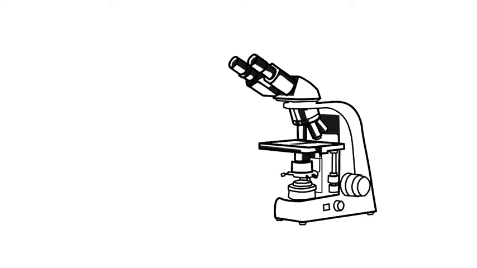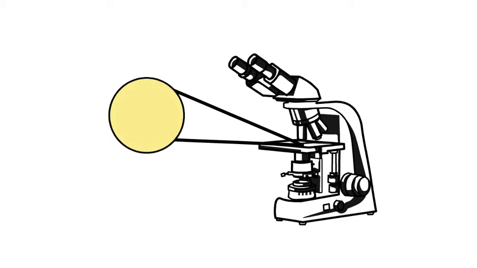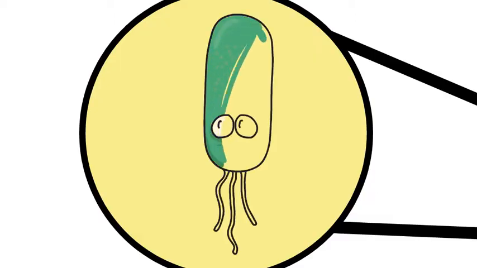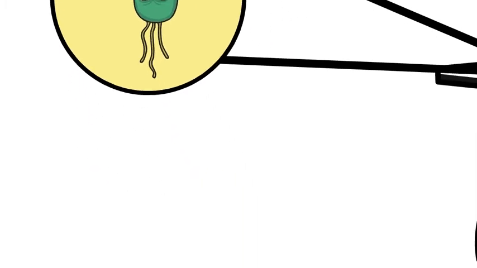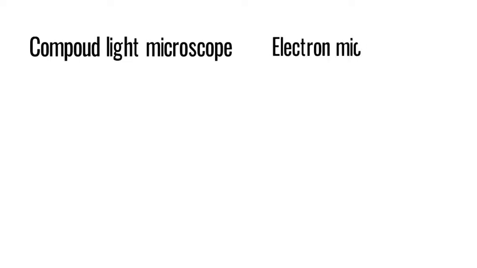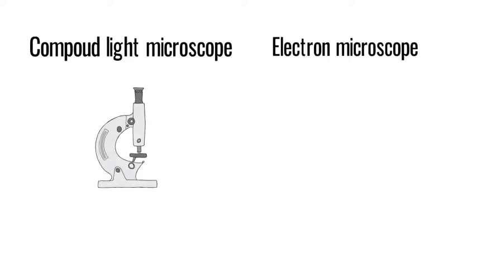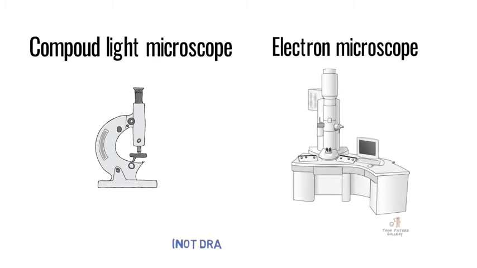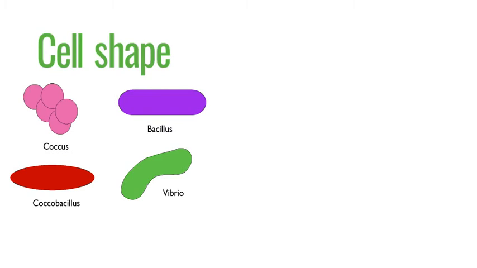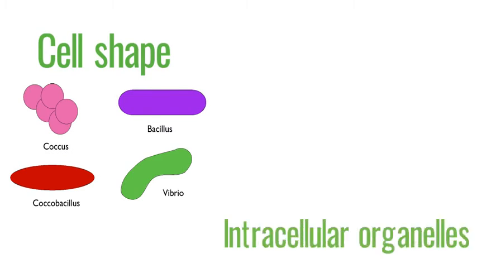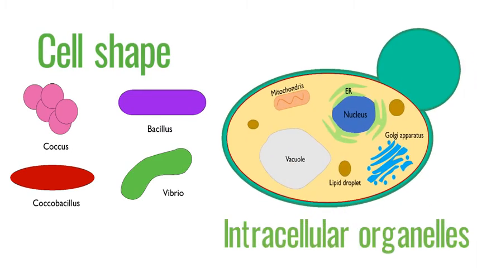Therefore, we can use specialized equipment like the microscope to magnify microorganisms up to a few million times their original sizes. There are many different types of microscopes, such as the compound light microscope and the electron microscope. Each of these allows us to visualize the different aspects of microorganisms, such as their cell shape or their intercellular organelles. We will discuss the different types of microscopes and their uses in a later video.